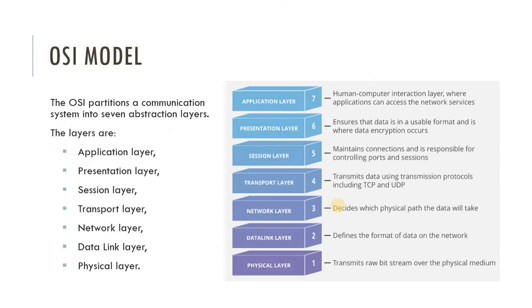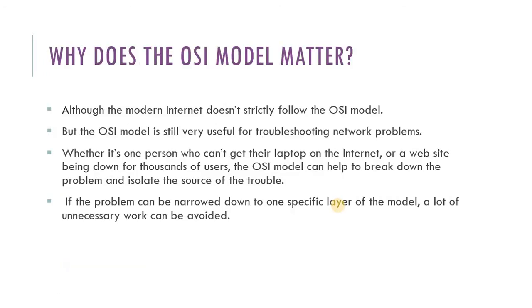Next are the layers of the OSI model. There are 7 layers: application layer, presentation layer, session layer, transport layer, network layer, data link layer, and the physical layer. Next is why the OSI model matters. I already said that troubleshooting a networking problem without the OSI model is a very tricky task. With the help of the OSI model we can easily troubleshoot on which layer the error occurred, or whether the error is in the physical device or in the software. So that is troubleshot very easily with the OSI model.